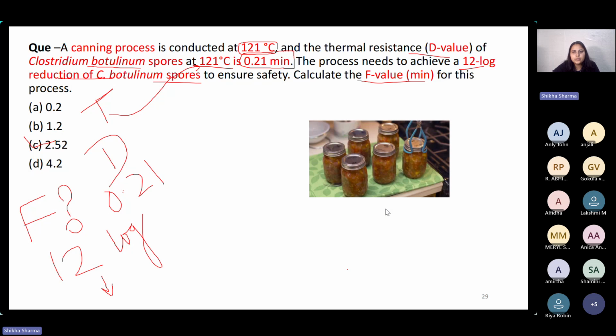Okay, let's see the solution. So in the canning process, we have some jars. We put the sterilized pickles or some food products in, and we have a lid which is put on, and we hermetically seal these lids. After that, we apply some temperature so that the whole container is sterilized. So we can have this kind of packaging for canning.